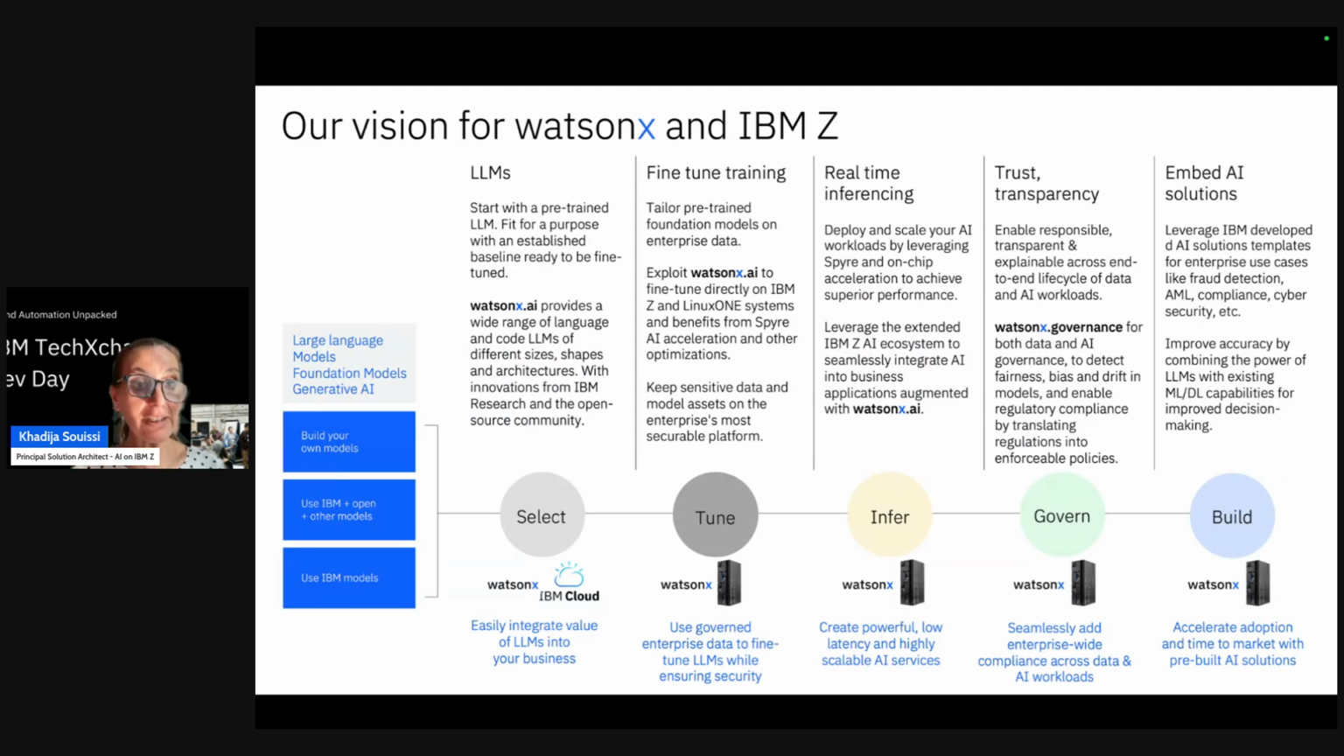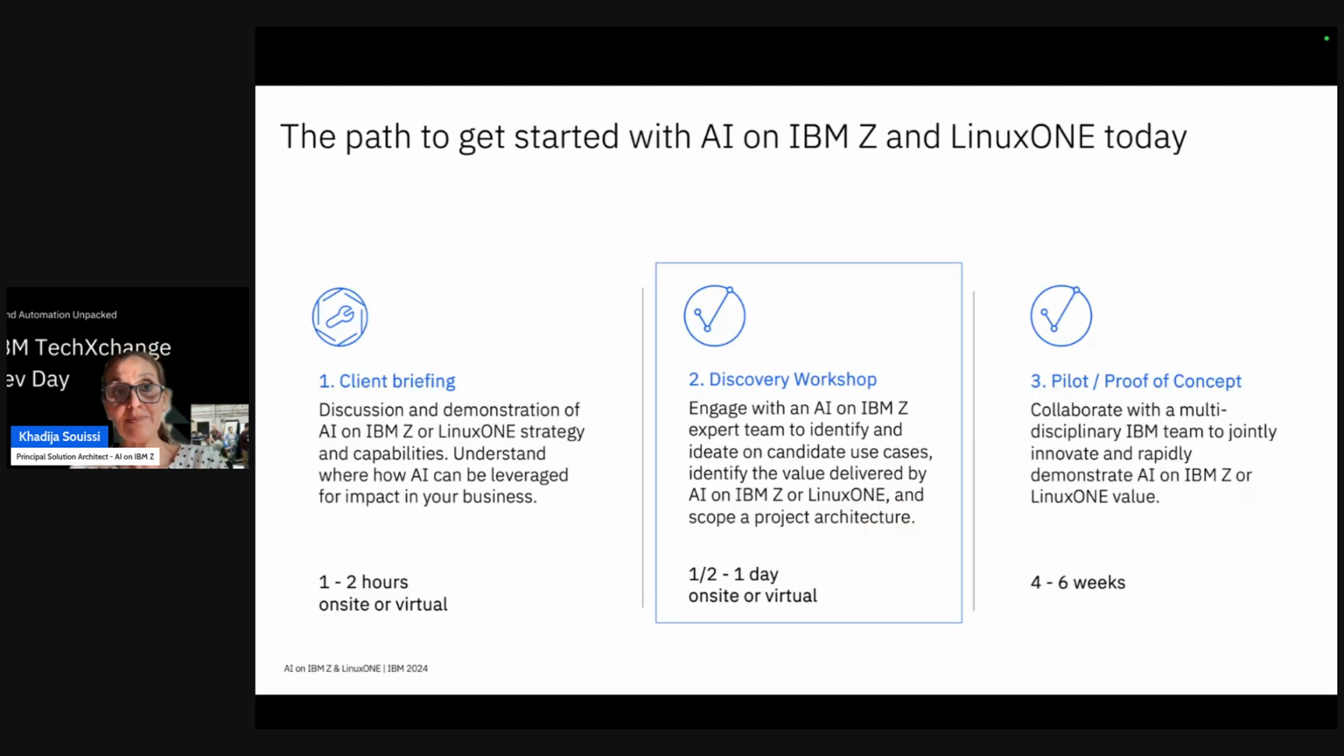Very shortly, the vision for Watson X and IBM Z: the journey is going to continue. We would like also to support fine-tuning of the models on the platform, doing real-time inferencing, and also supporting the governance of the models. We already started doing that with key capabilities like machine learning for z/OS. And we can connect to Watson X governance in order to also leverage the governance capabilities there, and use also the embedded AI solutions with Watson X.